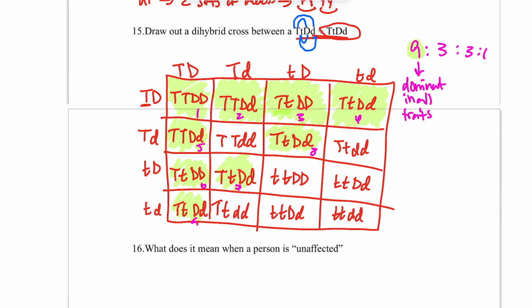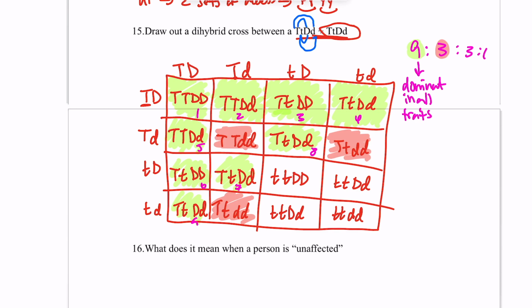Now our 3s are going to be dominant in one trait, but recessive in the other. So let's do red for this one. Let's look for ones that are dominant for T, but not D. The first one is right here. This one's dominant for T, but not D, right? And then we go over here. We see this one. This is dominant in T, but not D. And then we need one more, which is over here. This is dominant in T, but not D. So that's where our first 3 comes in.